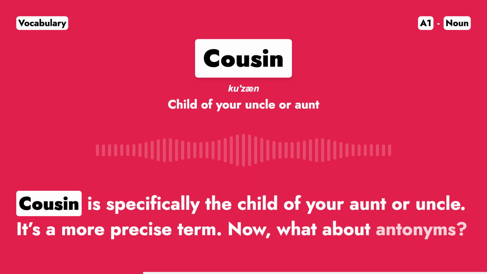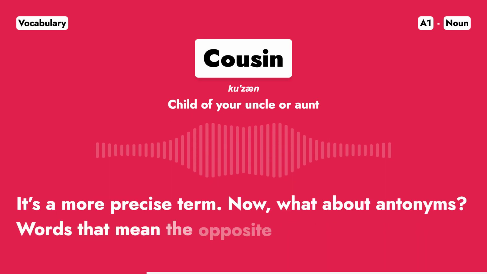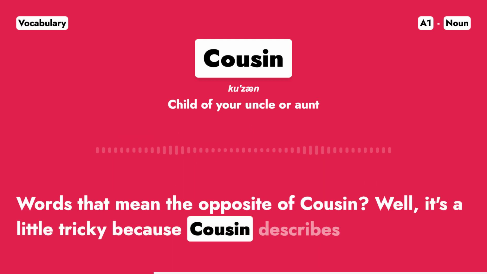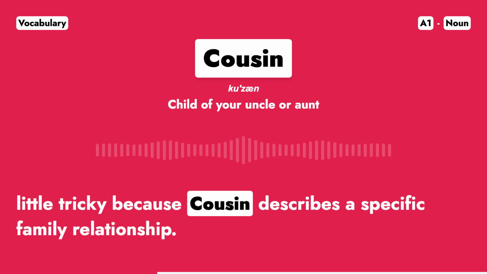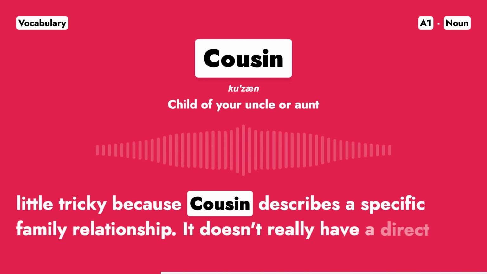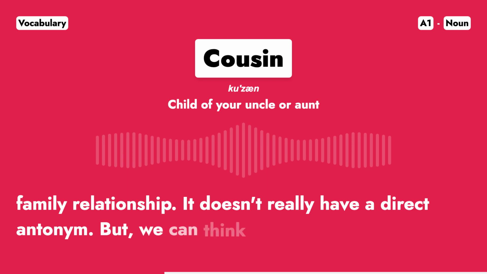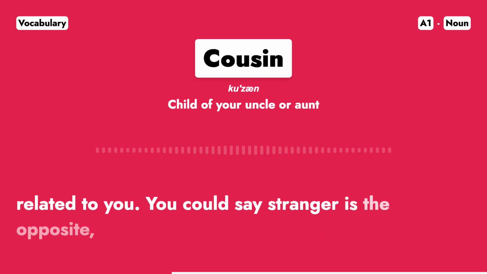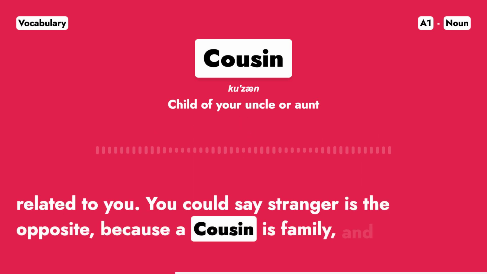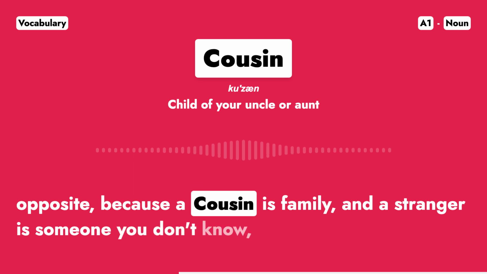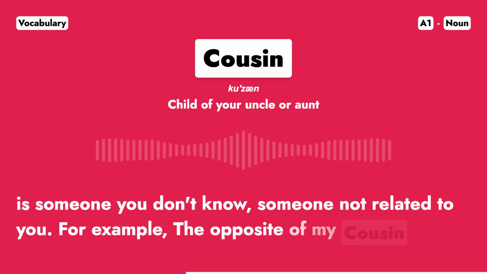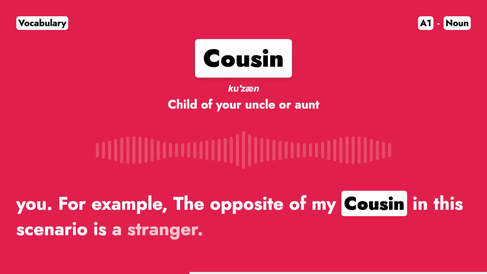Now, what about antonyms? Words that mean the opposite of cousin? Well, it's a little tricky because cousin describes a specific family relationship. It doesn't really have a direct antonym. But we can think about people who are not related to you. You could say stranger is the opposite because a cousin is family and a stranger is someone you don't know, someone not related to you. For example, the opposite of my cousin in this scenario is a stranger.